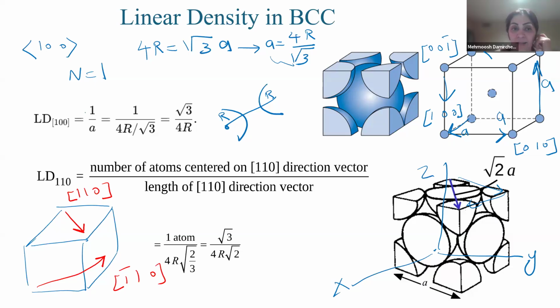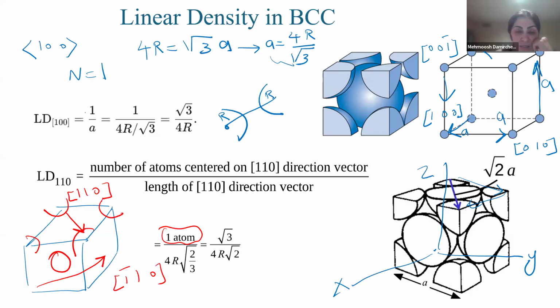Okay, how many atoms do we have? Again, for BCC, we have one atom at the corner and one at the center of the cube. If you look at these directions, half of an atom is at one end, half of an atom on the other end, yeah? How many atoms do we have? One atom. The number of atoms along the [1, 1, 0] direction is one atom. What is the length of that?